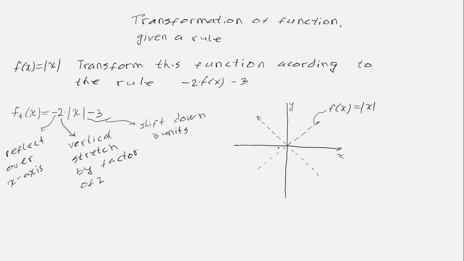That means any y value is going to be 2 times bigger. So from here to here is this much. Now it's going to be double that. Same thing here. From here, let's say from here to here is this distance. We are going to double that. So it's going to be somewhere here.